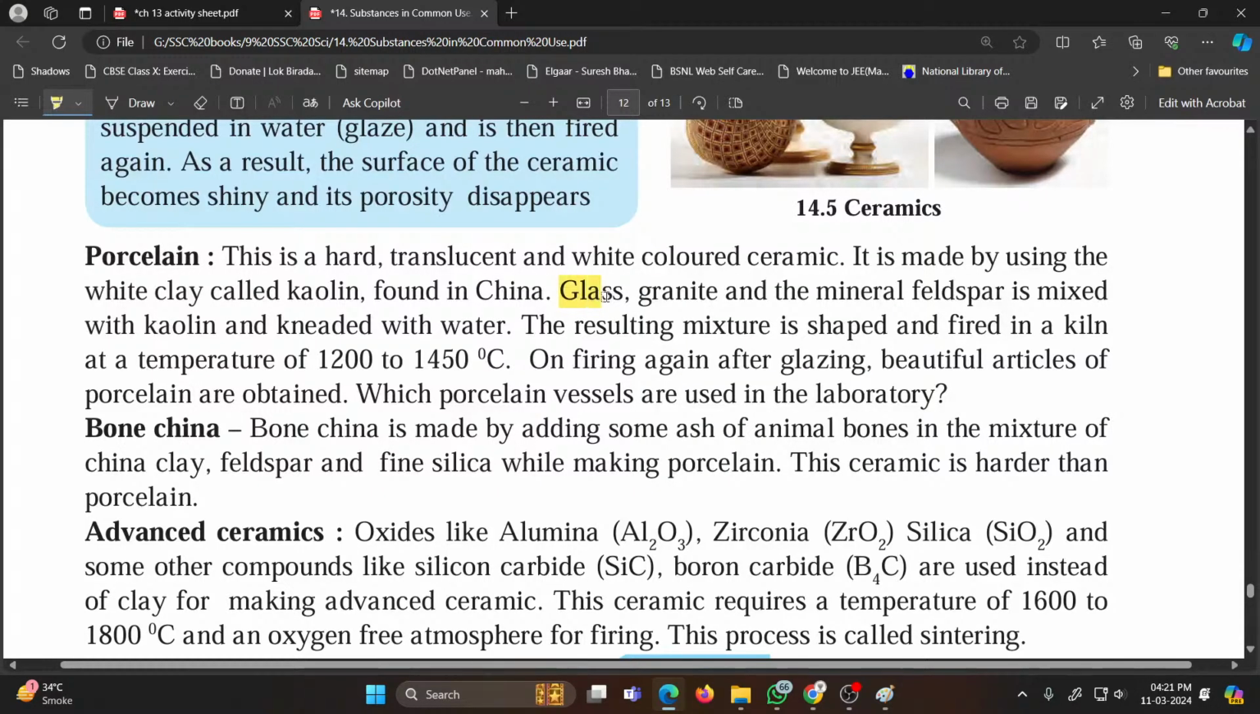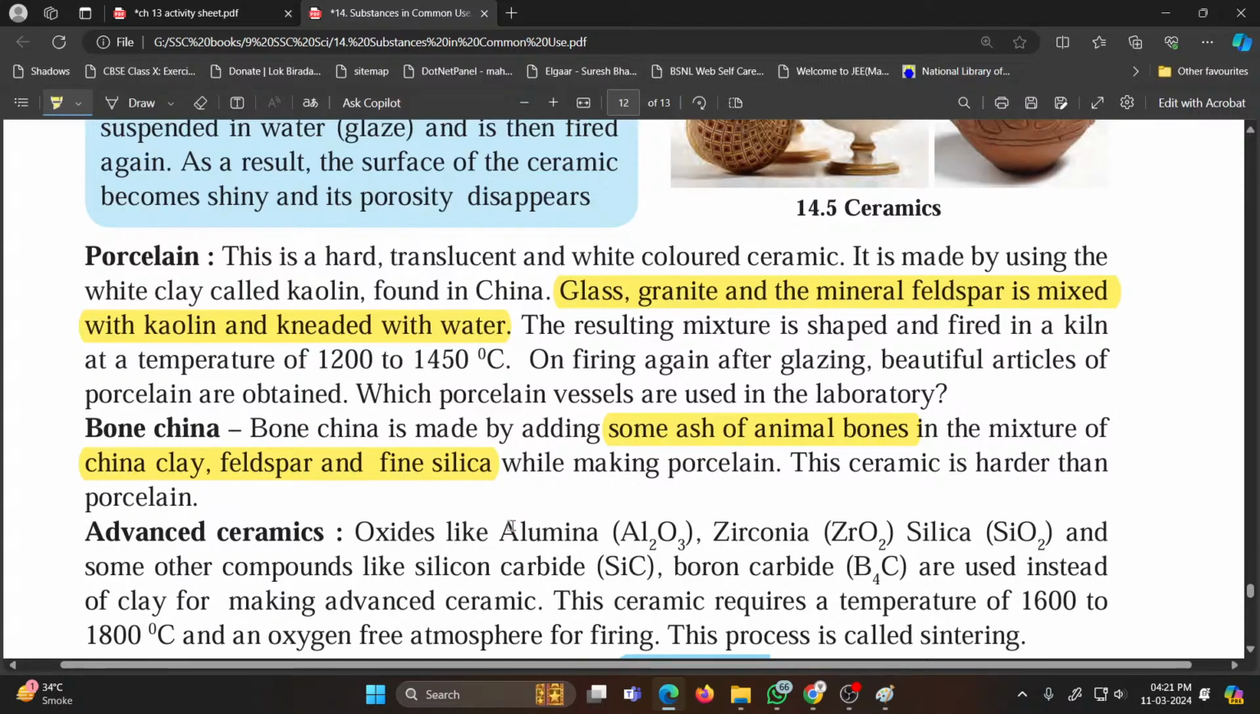in case of porcelain, glass, granite and feldspar is mixed with kaolin kneaded with water. In case of bone china, some ash of animal bones is added to the mixture of china clay, feldspar and fine silica. This bone china is harder than porcelain.